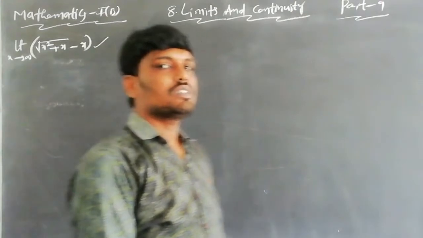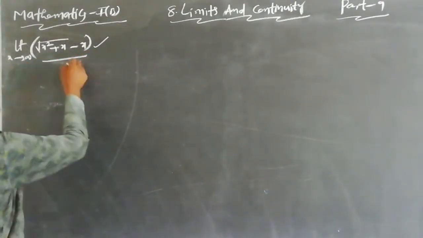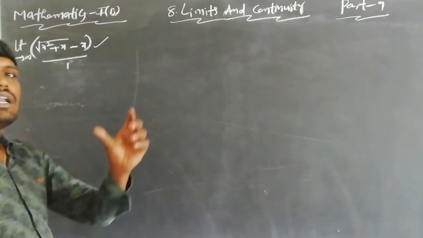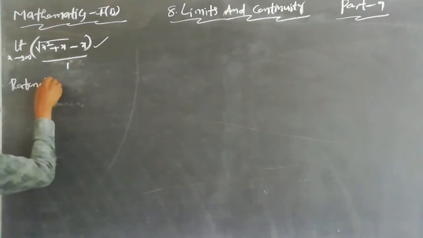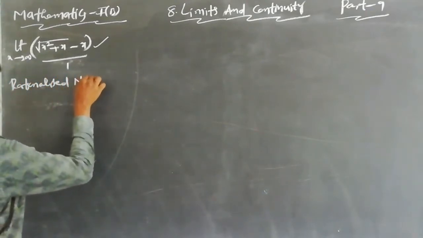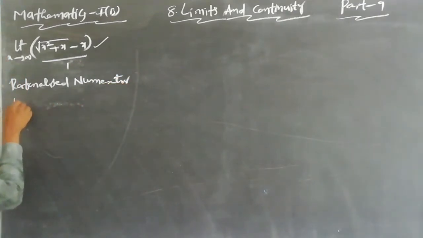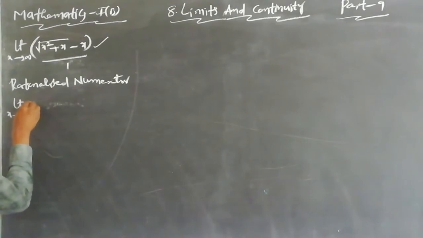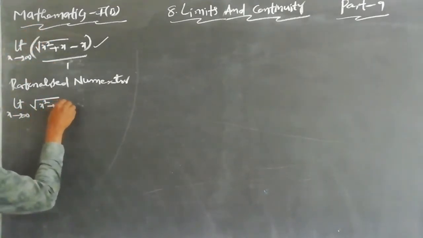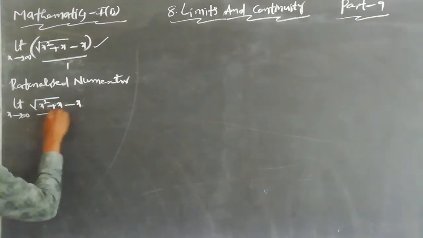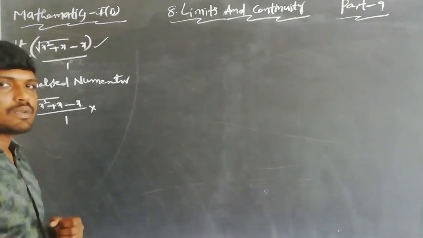Here, first of all, the numerator has denominator 1, so rationalize the numerator. What is the numerator here? The numerator is square root of x square plus x minus x, all by 1. Here the numerator is square root of x square plus x minus x.